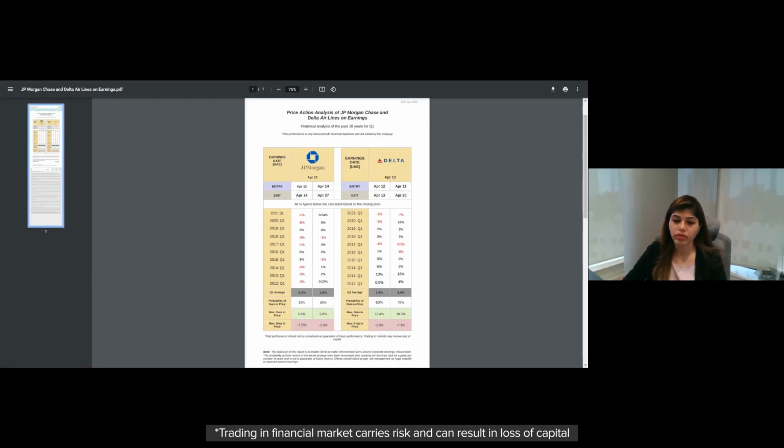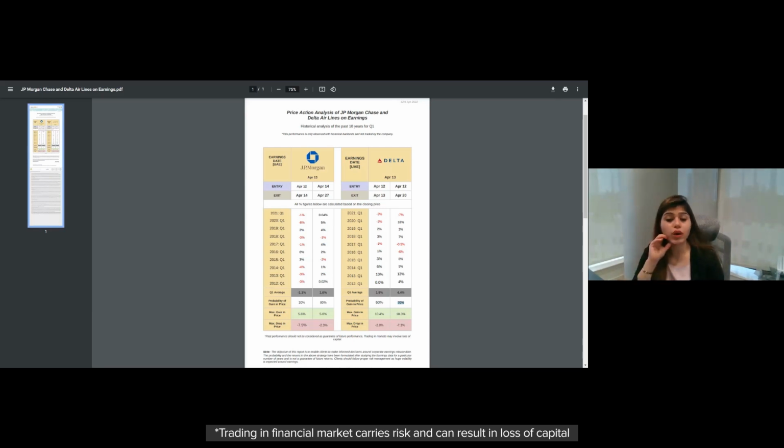This is what the flyer is talking about. So over here, the flyer is basically saying that there is a 60% probability that Delta Airlines will gain on earnings, and there is a 70% probability that the stock will gain if it is held for over a week.